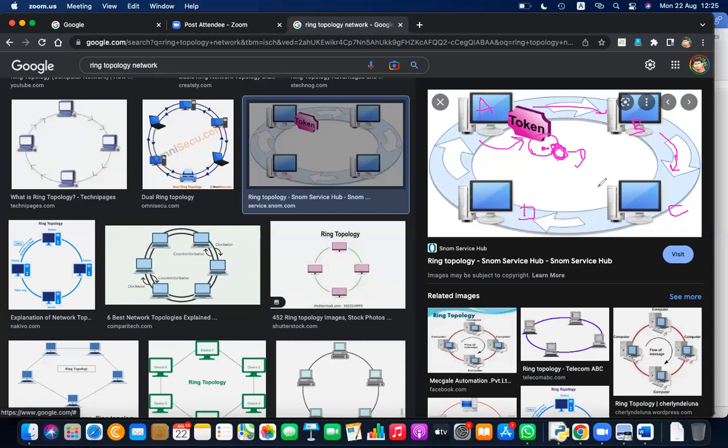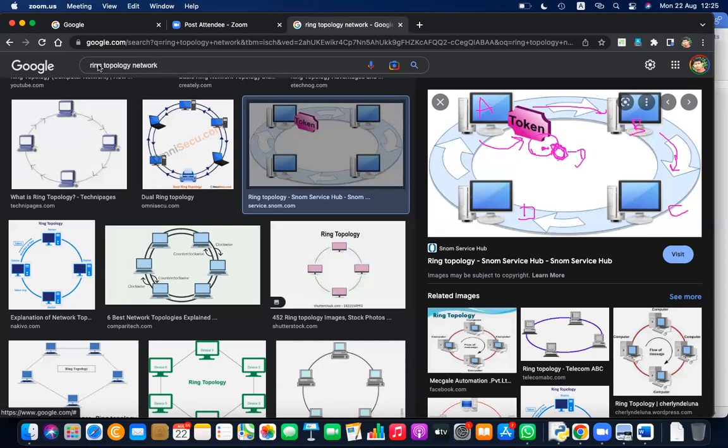Yes, sir. The disadvantages: the breakdown of the line can affect the entire network, and adding or removing computers will affect the entire network. Advantages: the quality is high, with less traffic and fewer collisions. So that is the advantage.